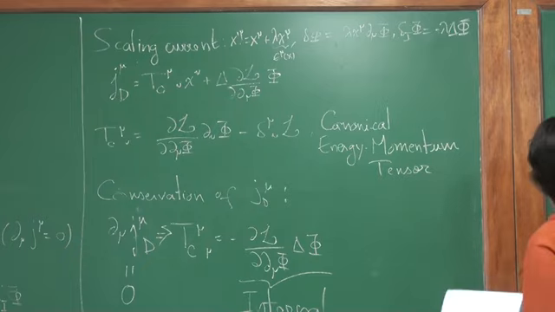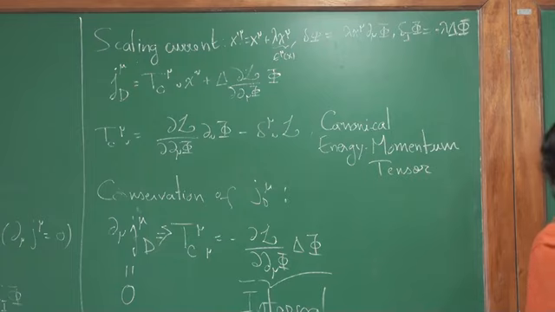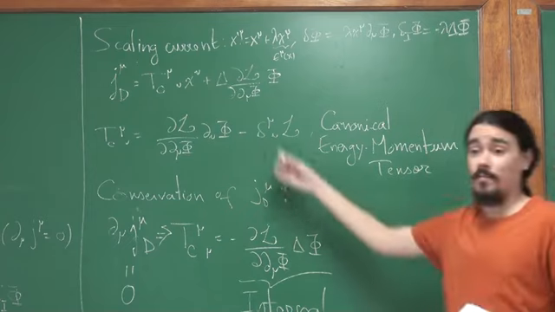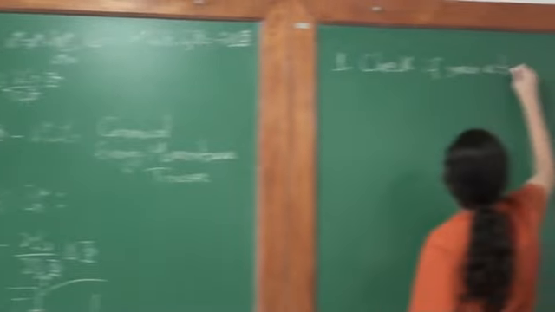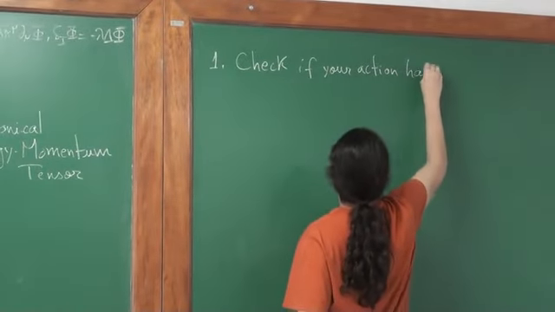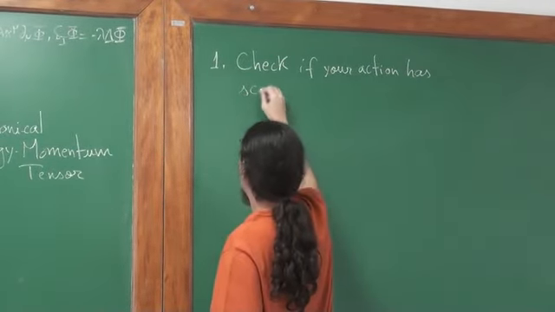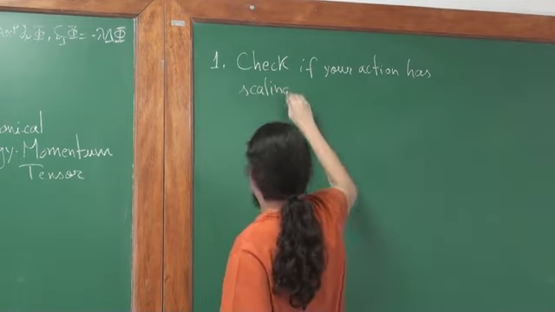Okay, so the question has deeper consequences, and we saw that there is an improvement procedure which mainly has two steps. The first is to check. You must check if indeed your theory has scaling symmetry. So just check if your action has scaling symmetry.